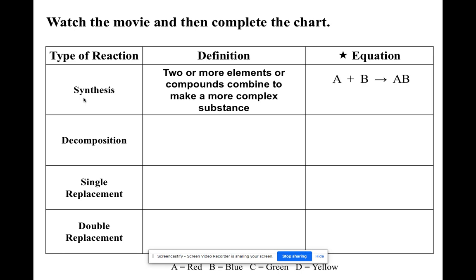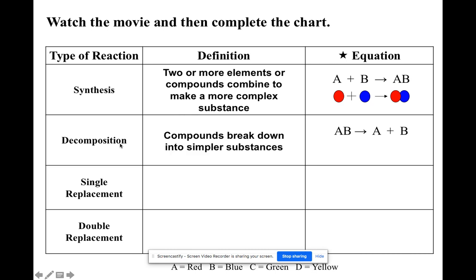So, a synthesis reaction is when you combine two elements, for example, A plus B, and you form a compound. Remember, the definition for a compound is the combination of two or more elements. So, that's synthesis. The next type of chemical reaction is decomposition.